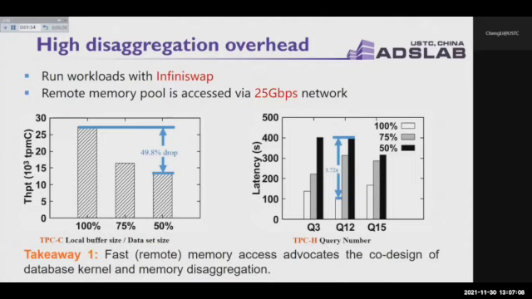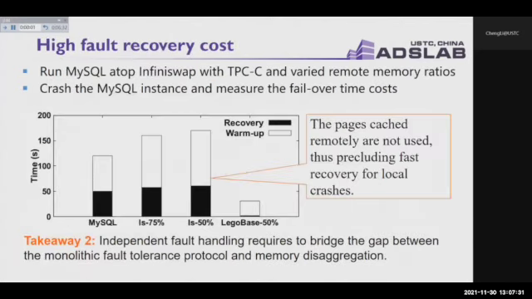The first takeaway point is that even though we have this fast remote memory access, it's still not enough. This general disaggregation approach adds a lot of overhead along the access path. Therefore, we need the co-design of the database kernel and the memory disaggregation. This is the first challenge. The second challenge we found is the fault recovery cost.